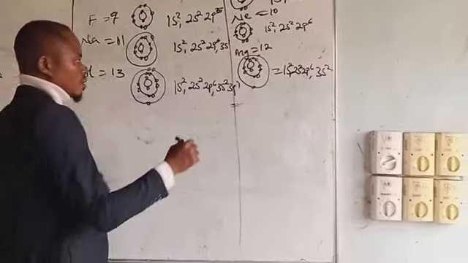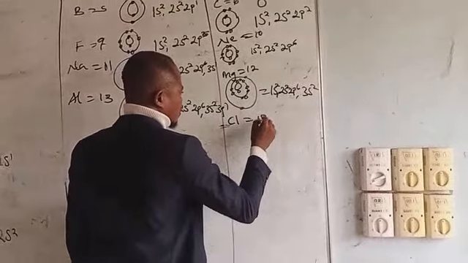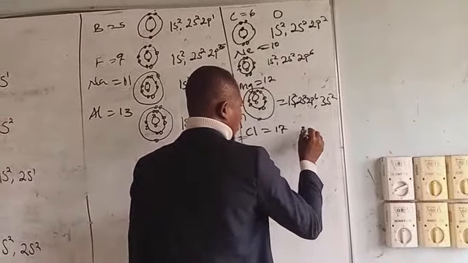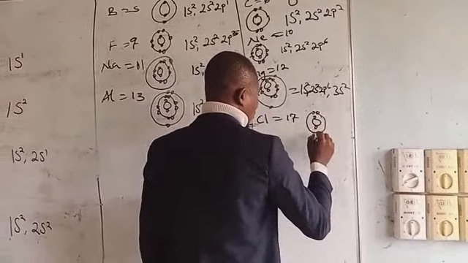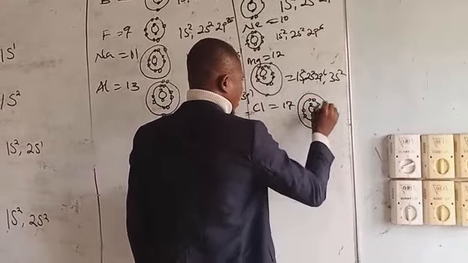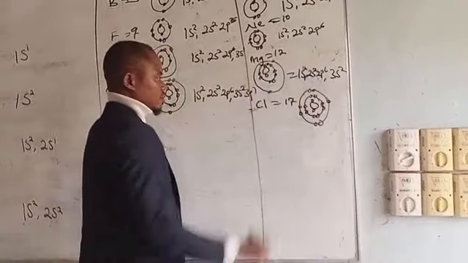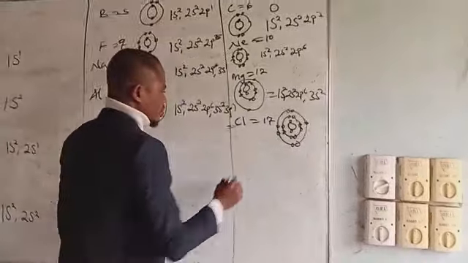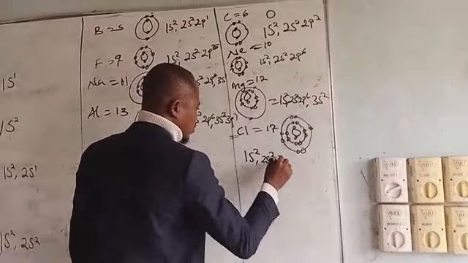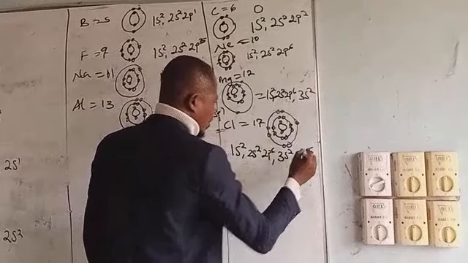Let's do chlorine. Chlorine is 17. I have 1, 2, 1, 2, 1, 2. That's 10. I'm left with 7. 1, 2, 3, 4, 5, 6, 7. That's chlorine. In the SPD, I'm going to have 1s2, 2s2, 2p6, 3s2, 3p5.